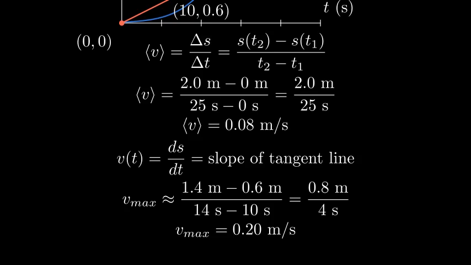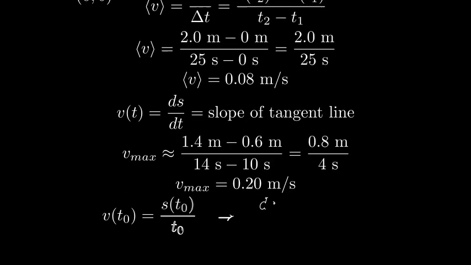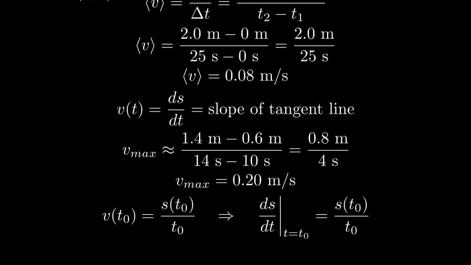Finally, let's solve part C, finding the time t0, at which the instantaneous velocity equals the mean velocity averaged over the first t0 seconds. Mathematically, we're looking for the time t0, where the instantaneous velocity, which is the tangent slope, equals the average velocity from 0 to t0, which is s of t0 divided by t0. Graphically, this is the point where the tangent to the curve at t0 has the same slope as the line from the origin to the point at t0.